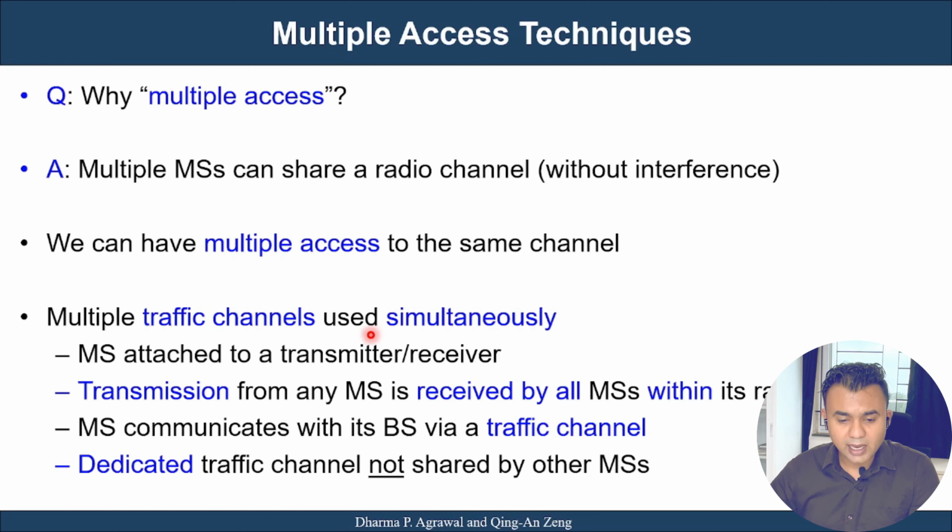or time division duplexing. Multiple traffic channels can be used simultaneously also, such as, let's say, a mobile station attached to a transmitter or receiver. Transmission from any mobile station is received by all other parties within the same radio range or same frequency range. A mobile station communicates with the base station via a dedicated traffic channel, not shared by other mobile users. So in that particular case, what we do is we provide a dedicated traffic channel, or a dedicated frequency, to a particular mobile station which is a high priority user.